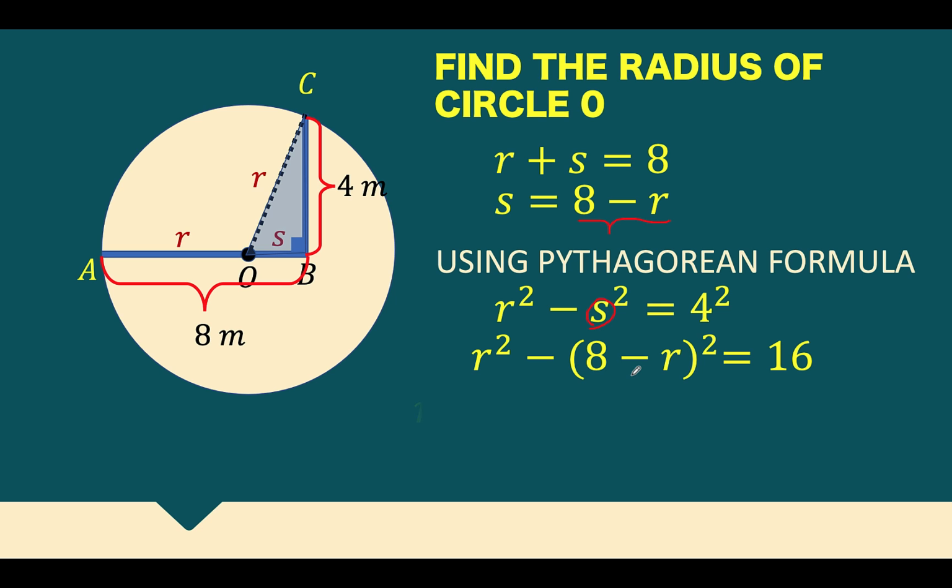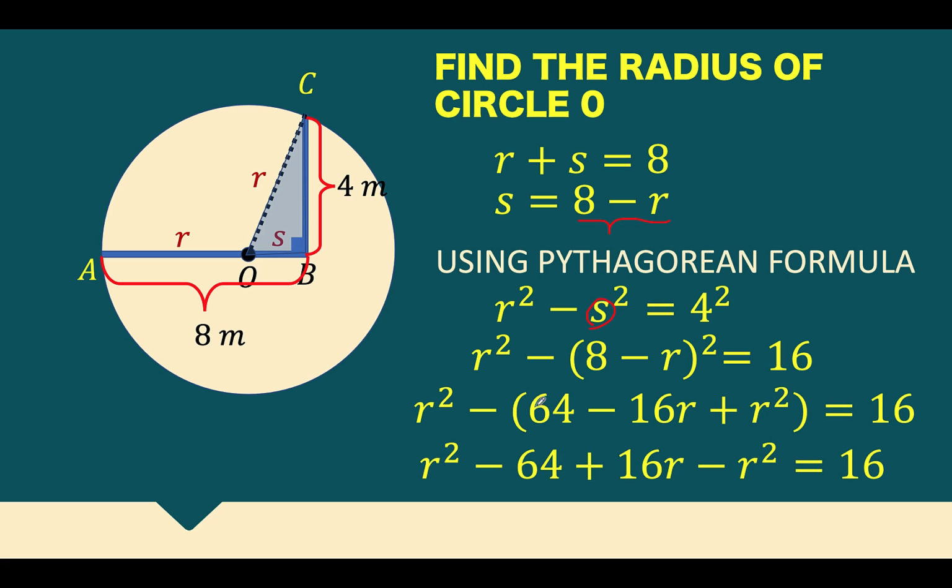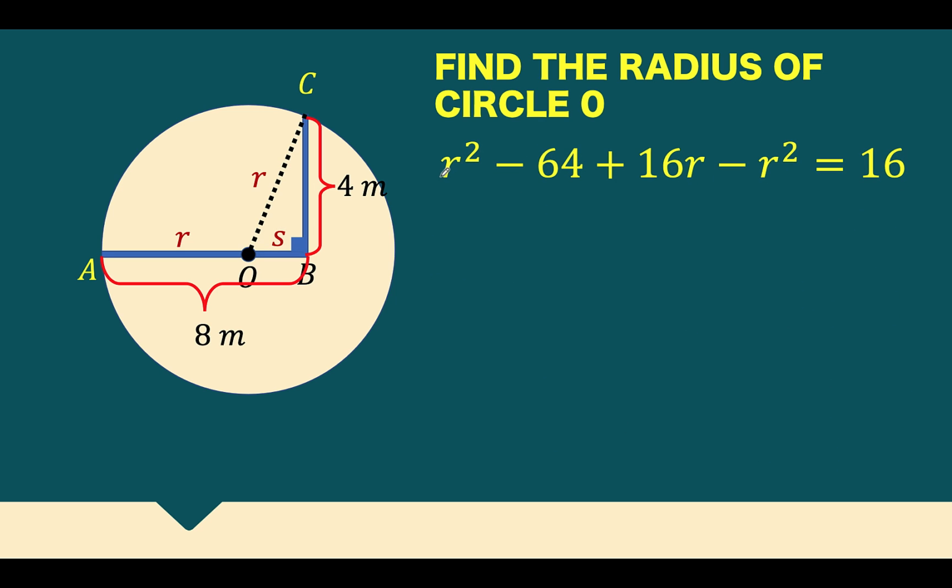Then we square this binomial. The square of 8 is 64 minus twice the product of 8 and R to get minus 16R plus the square of R. All the rest are copied. To remove this grouping symbol, we multiply each of the terms inside the grouping symbol by -1. So this becomes negative 64, this becomes positive 16R, this becomes minus R squared. Everything else is copied. Now, simplifying, R squared minus R squared is 0.